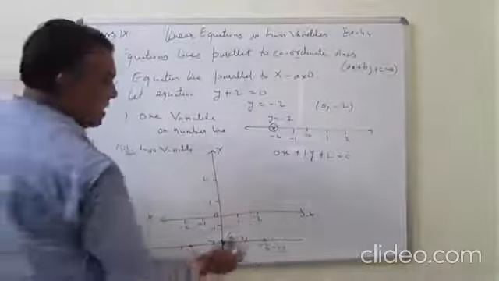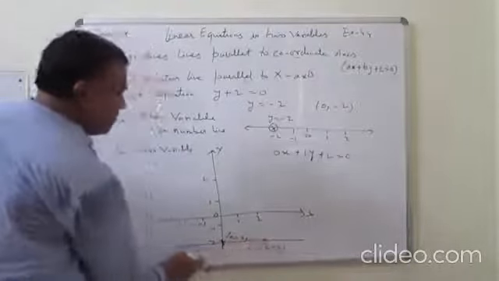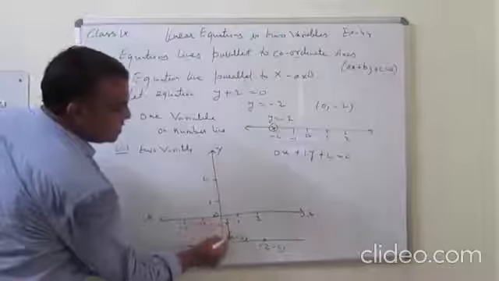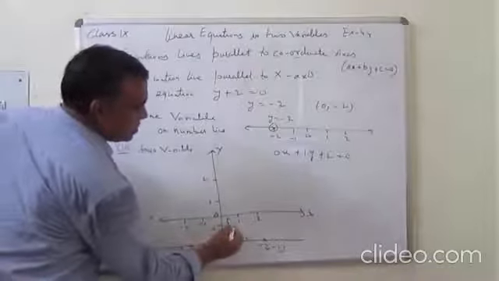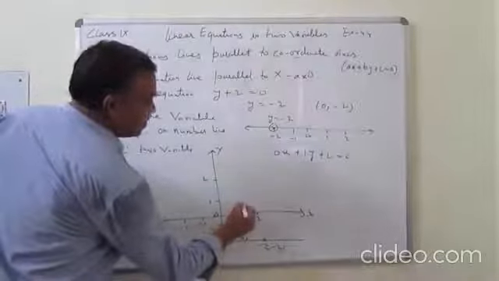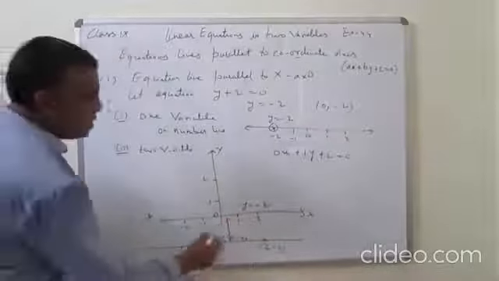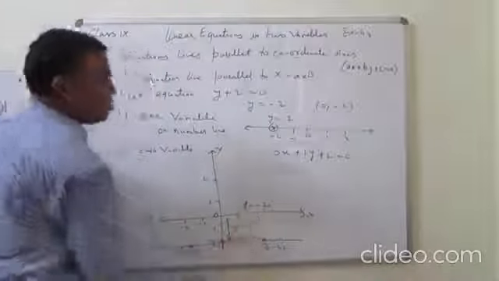So we see that x is changing but y is fixed. So this is a line parallel to x axis. This is the line y is equal to minus 2, and this distance is minus 2.